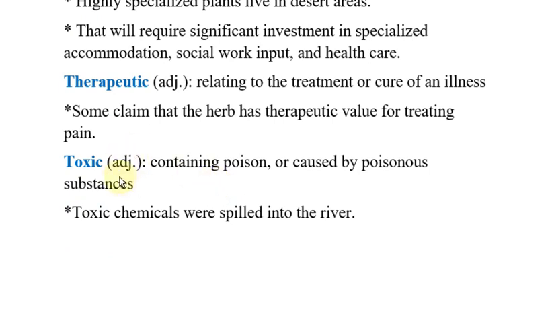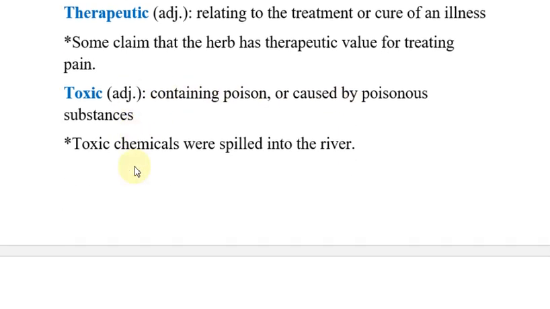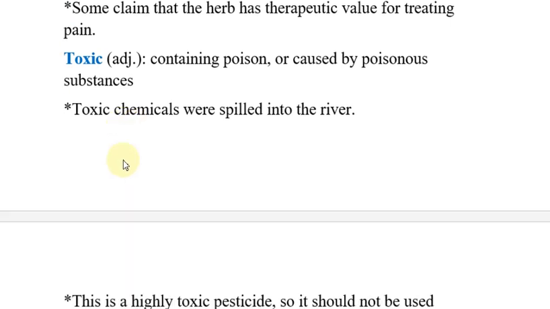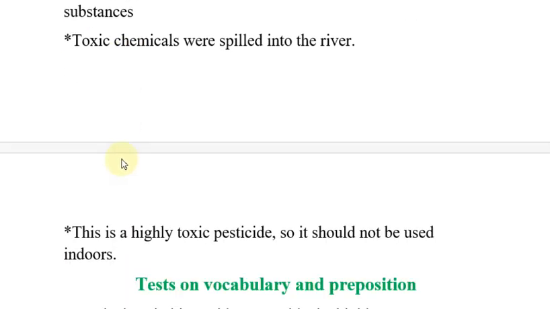Toxic, containing poison or caused by poisonous substances. Toxic means poisonous. Toxic chemicals were spilled into the river. This is a highly toxic pesticide, so it should not be used indoors.